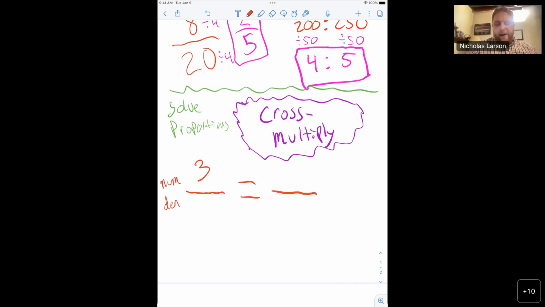So if I said, okay, let's see here, 3/6 equals, let's say, x over 36. One way to do it is to cross multiply. So take 3 times 36 and take 6 times x and set them equal to each other. 3 times 36 equals 6 times x.